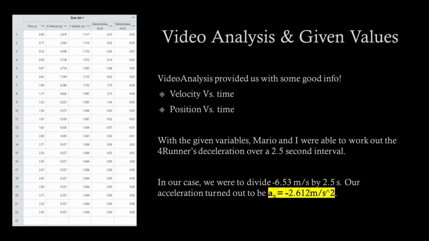Video Analysis provided us with some awesome data. After plotting some vectors and setting our origin, it was easy as ever to nab our information via graphs. Given were the time and velocity. From there, by Zoom call, Mario and I were able to work out the deceleration of the 4Runner. In our case, we were to divide negative 6.53 meters per second by 2.5 seconds, giving us a deceleration of negative 2.612 meters per second squared.